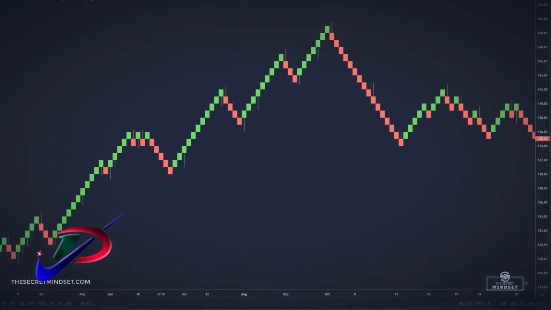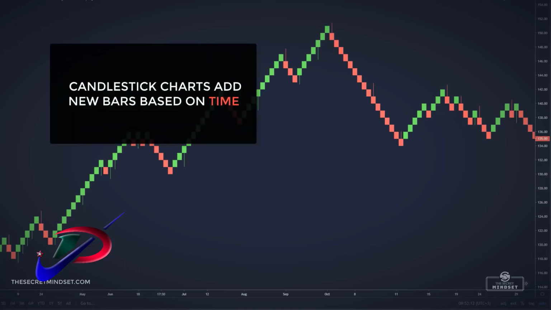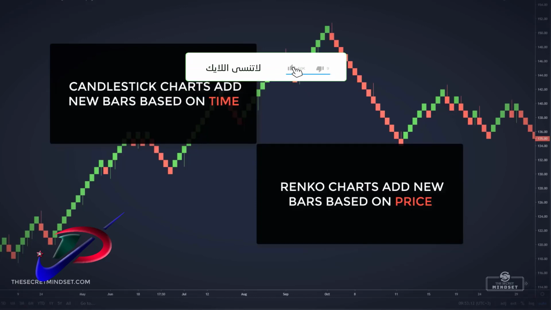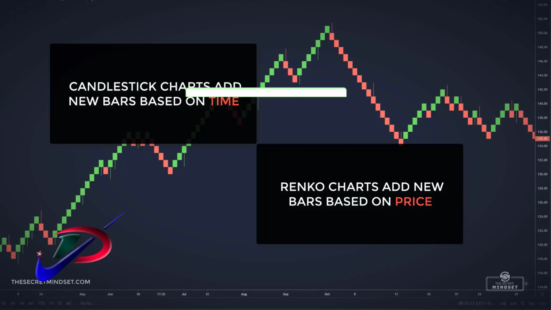The difference between common charts and Renko is noticeable. The conventional charts, like candlestick charts or bar charts, plot a new candlestick based on time. The uniqueness of Renko charts is that this technique plots a brick only when the price moves a certain amount of pips or ticks in one direction or the other.